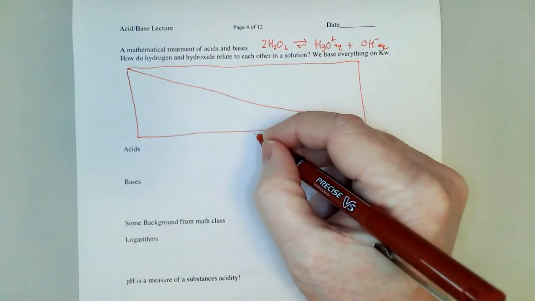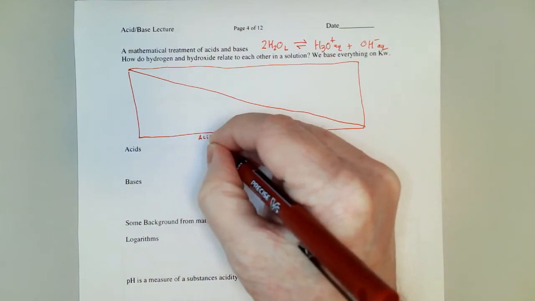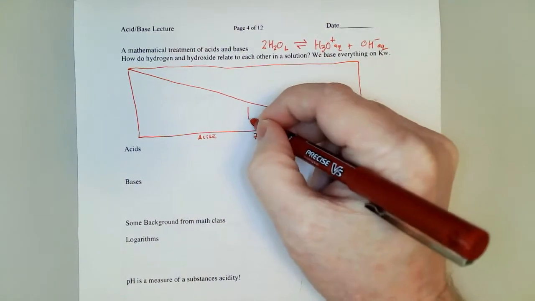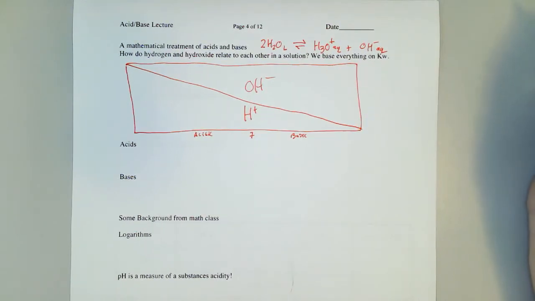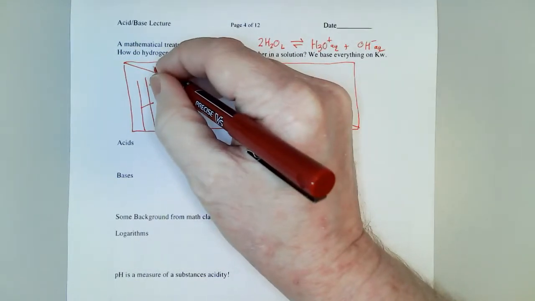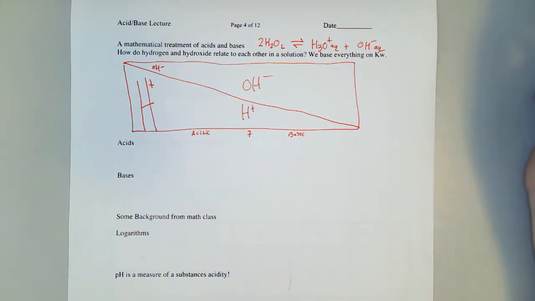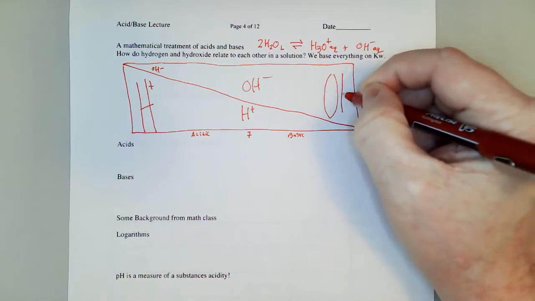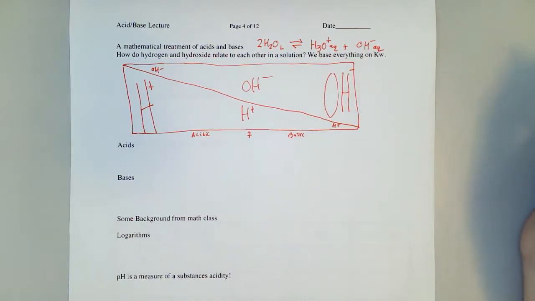So this is a graph of pH. We'll put neutral in the middle there. Anything below 7 is acidic. Anything above 7 is basic. Now, when it's neutral, the H+ and the OH- are equal to each other. But as we get to an acidic solution, the H+ increases in concentration and the OH- decreases in concentration. However, if you're basic, the OH- concentration gets bigger than the H+ concentration.